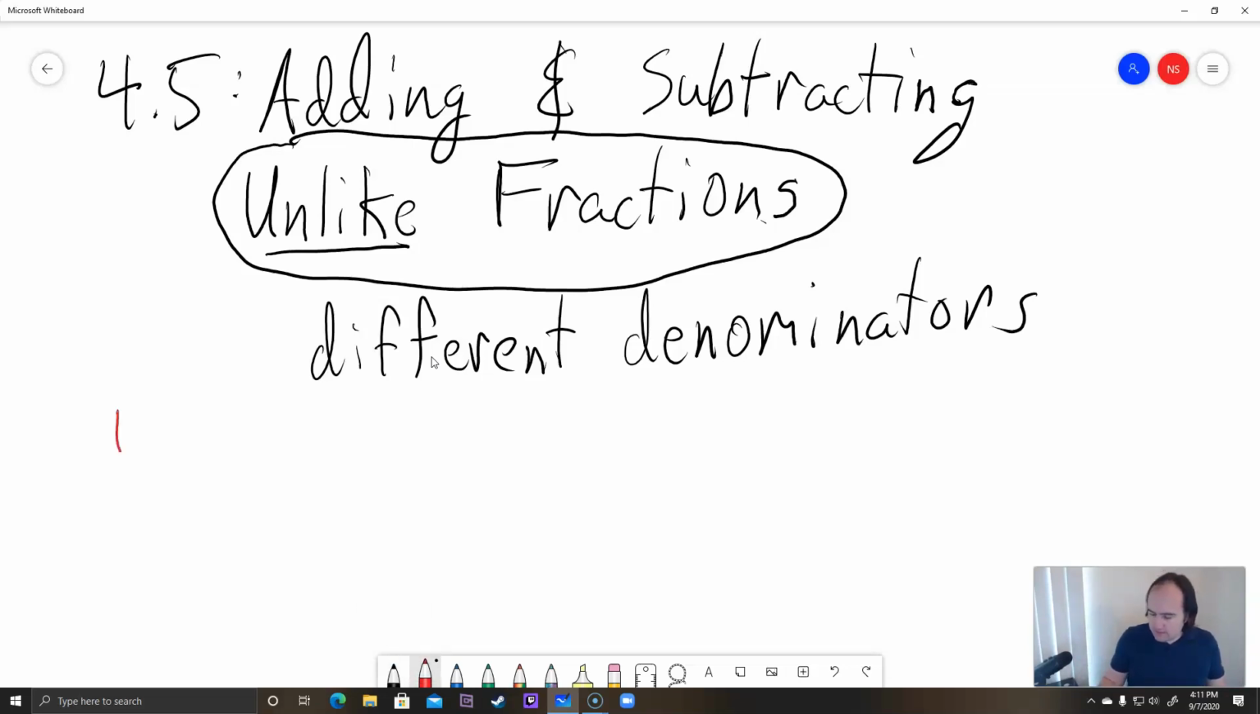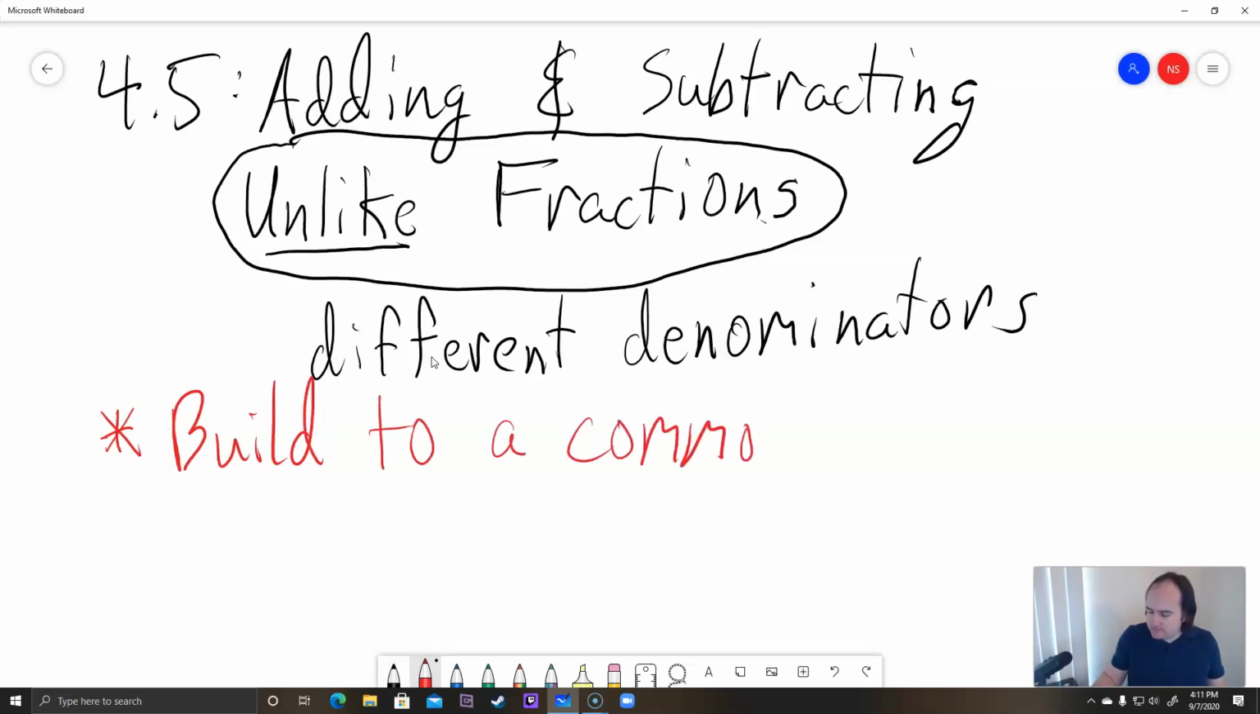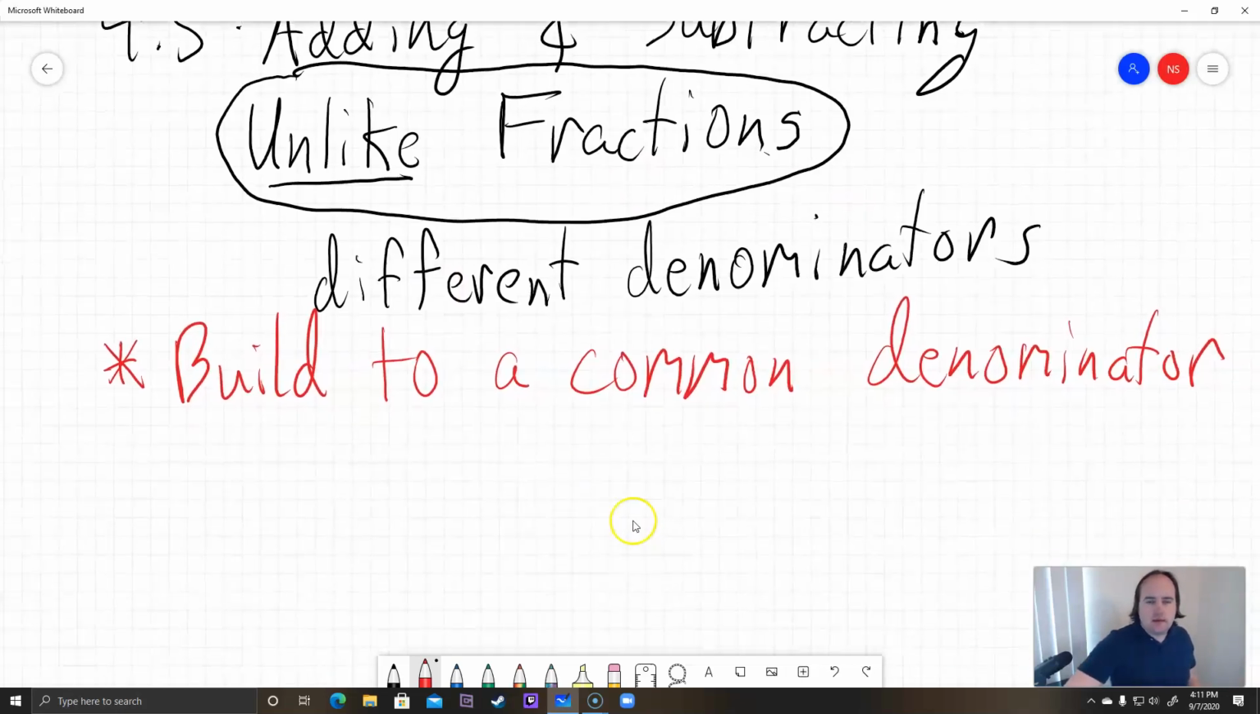Okay, so build to a common denominator. Build to a common denominator. And what does that mean, build? Well, you have to multiply on the top and the bottom by whatever you're missing. Okay?